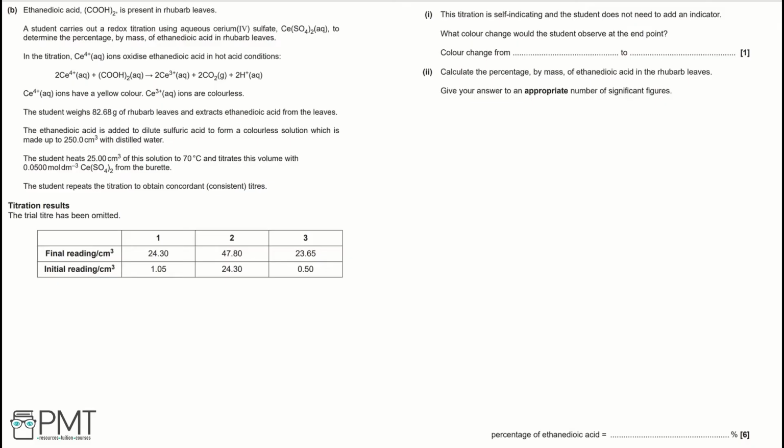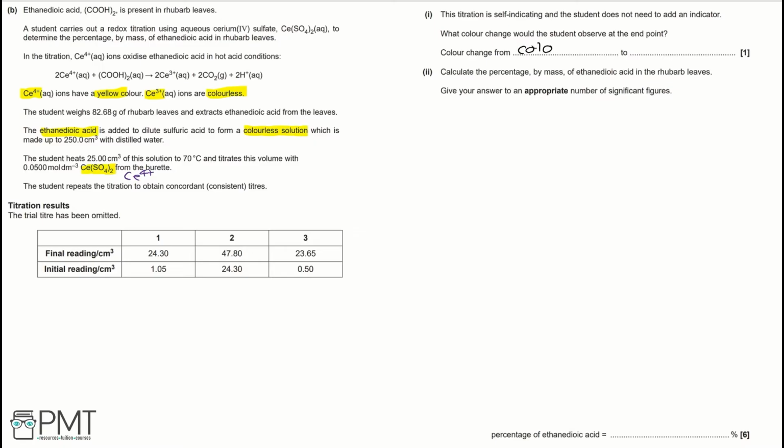Firstly, for this question, we need to look at where we're told a color. We're told that Ce4+ ions are yellow in color, and that Ce3+ ions are colourless. We're also told that ethane dioic acid is added to dilute sulfuric acid and forms a colourless solution, and that this colourless solution is titrated with CeSO4. So that would be Ce4+, because the sulfate ion, SO4, has a 2 minus charge, and there are 2 ions, so therefore it must be Ce4+ to have an overall charge of 0. So our colour change for this titration is from colourless to yellow.